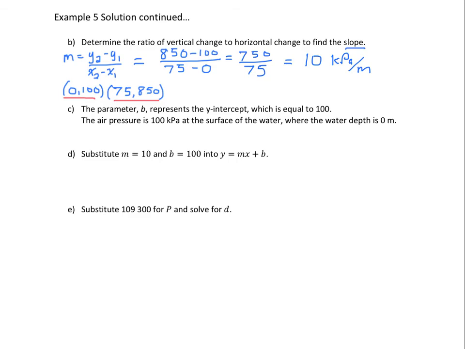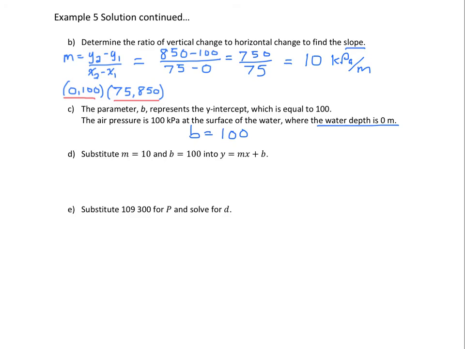The parameter b represents the y-intercept, which is equal to 100. The air pressure is 100 kilopascals at the surface of the water when the depth is 0. So our b value is equal to 100. That is the y-intercept of the graph.